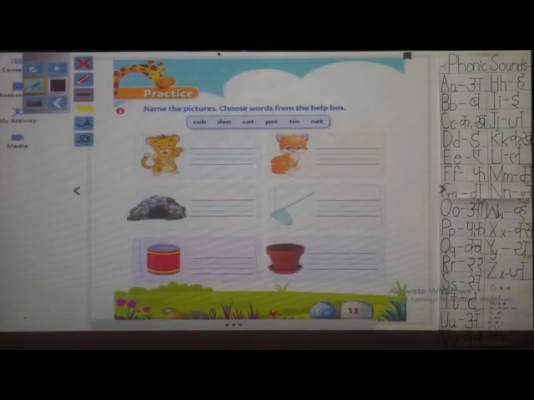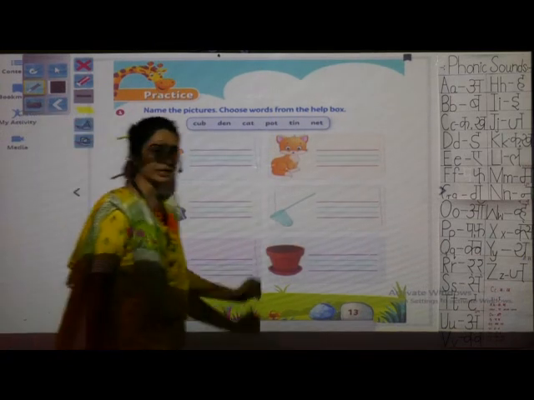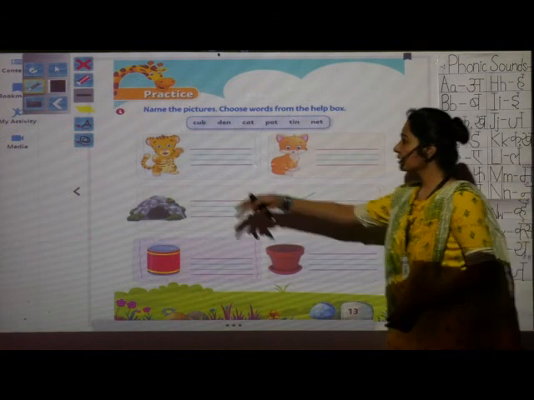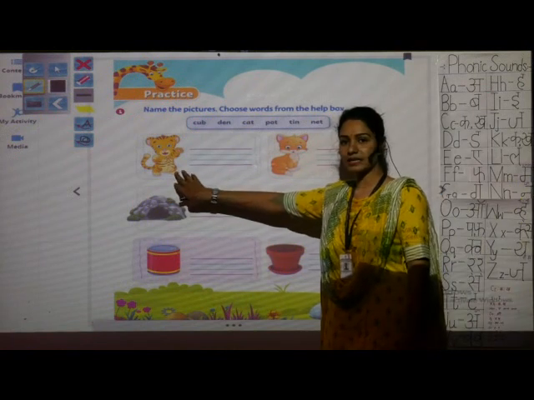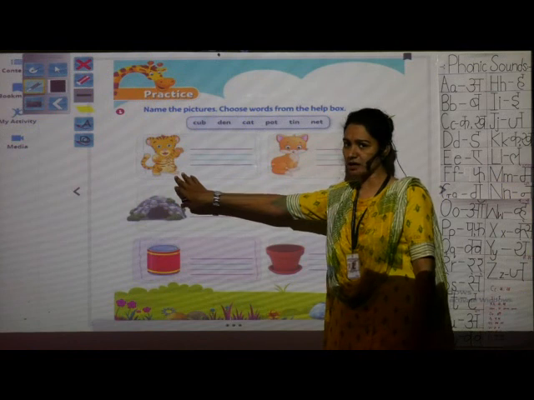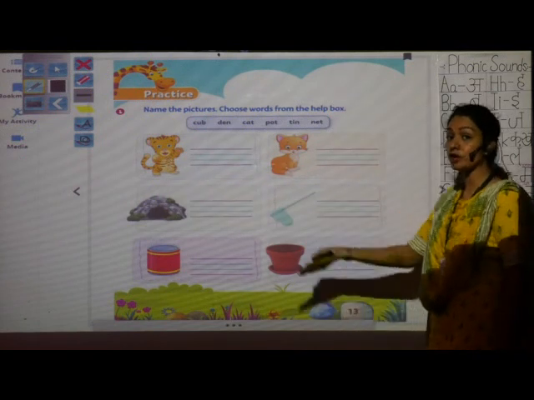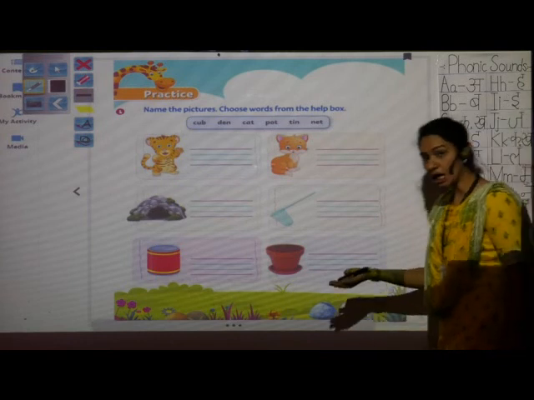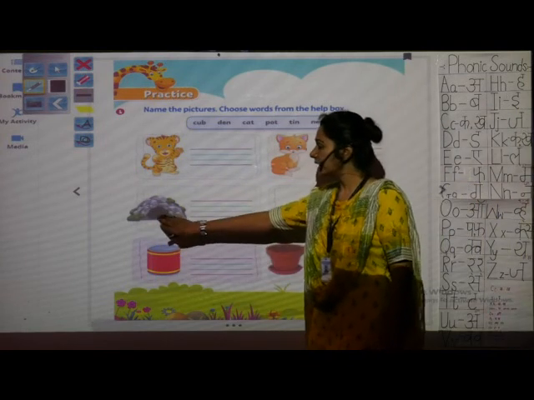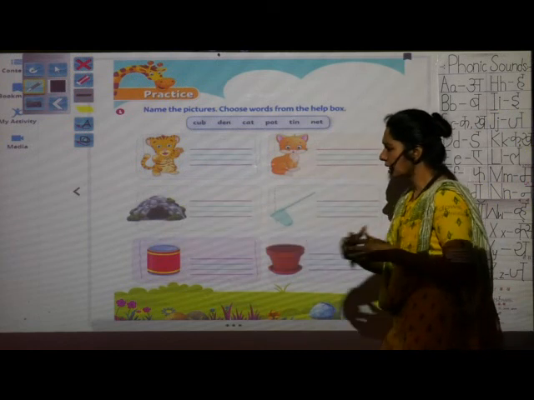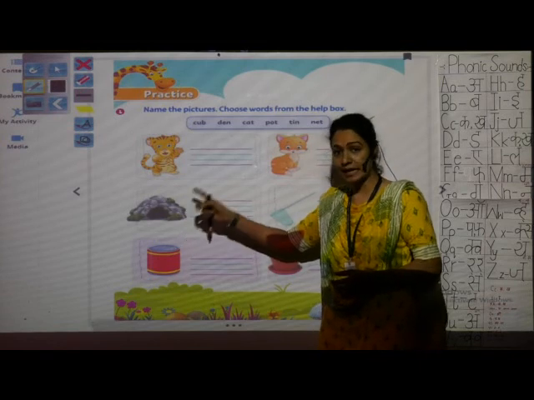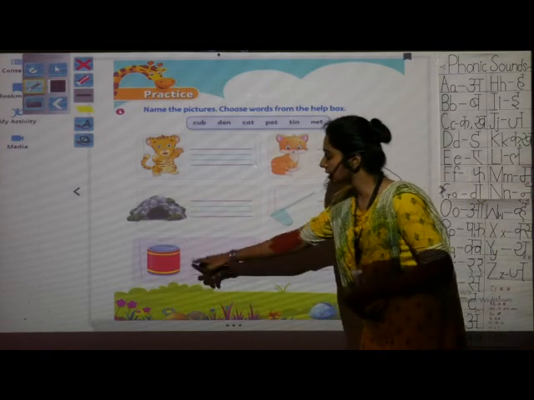Okay, so come to page number 13. So children, I hope you have opened page number 13. Okay, so children, tell me, try to recognize the picture. Which picture is this? Yes, this is a tiger. Yes, correct. But tiger के baby को हम लोग क्या बोलते हैं? What do we call the young one of a tiger? Cub. Very nice, very good. Next, is this looking like an igloo? Is this an igloo? Then which picture is this? Den. Very nice.